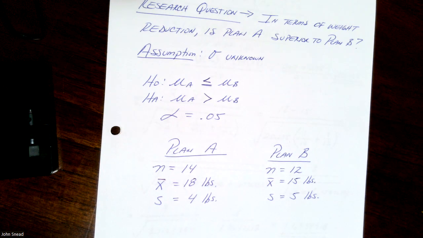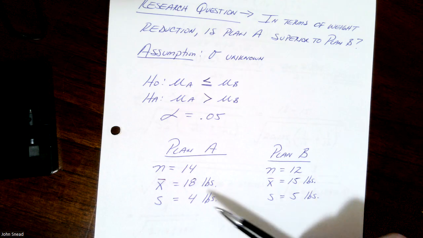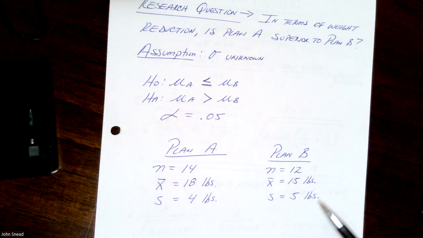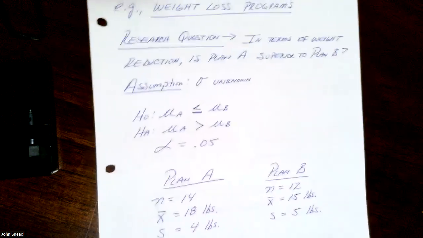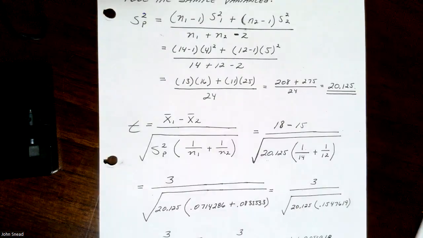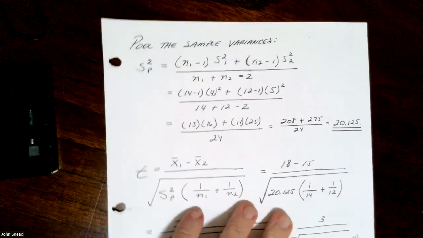Under Plan B, they're losing a little less weight. There are 12 participants, 15 pounds as opposed to the 18. A little bit more variation over at Plan B, 5 pounds as opposed to 4. So what we want to do next is pool the sample variances. Up here I've done that.